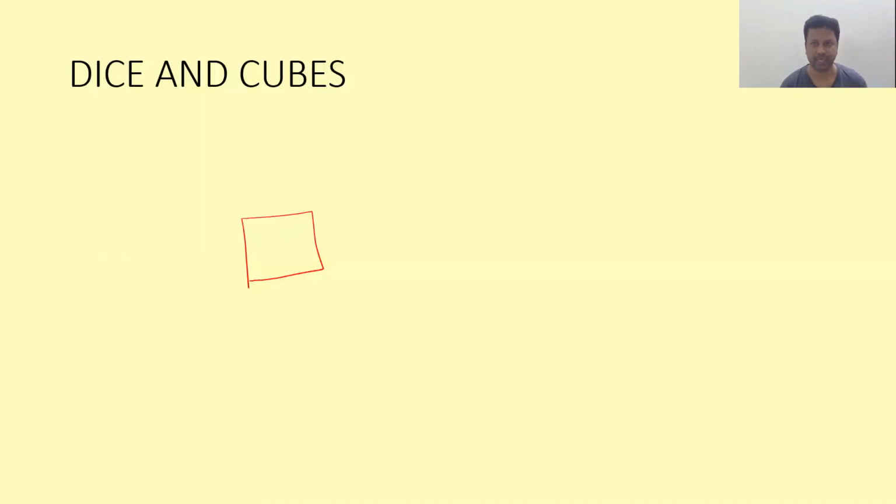Today we can see dice and cubes. So in this video we are going to see the basics of dice and cubes. So what does dice mean? A dice or cube is a three-dimensional square. So it's a square. A three-dimensional square is called a cube, or we can call it a dice.